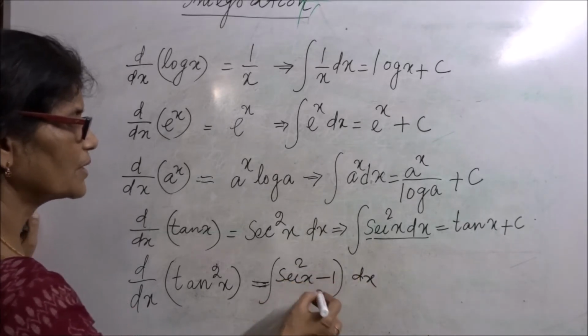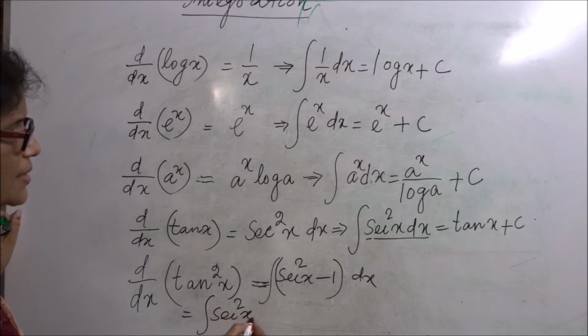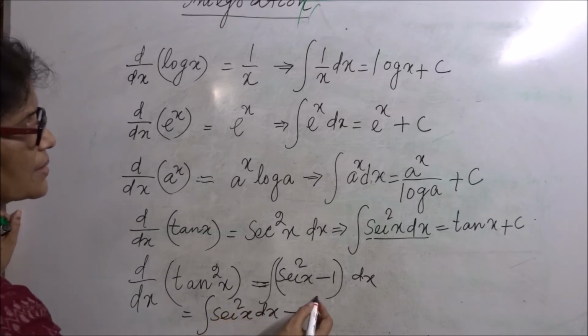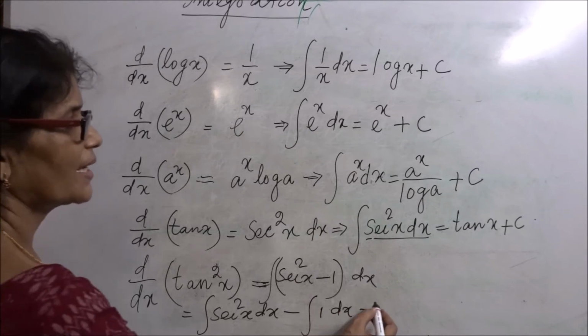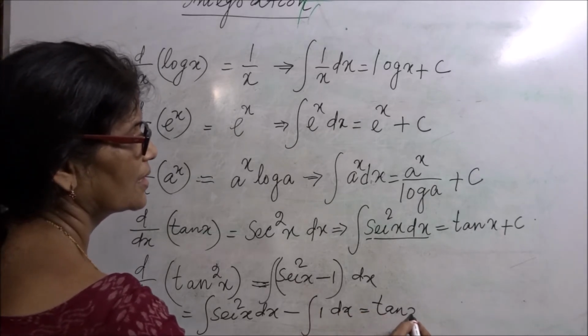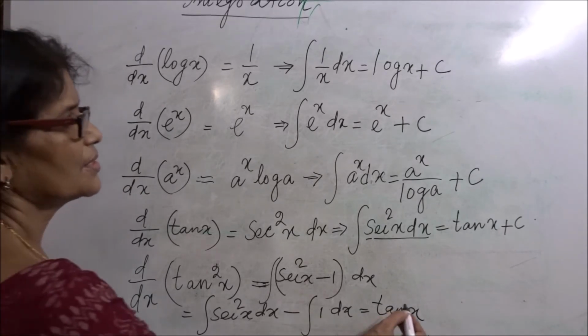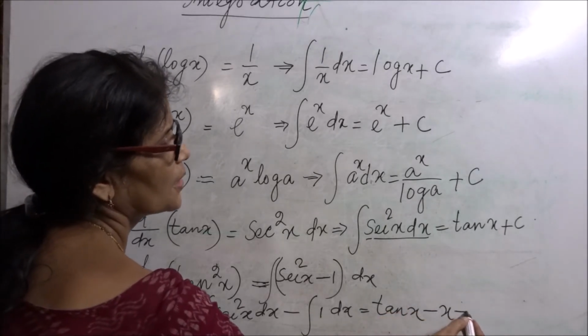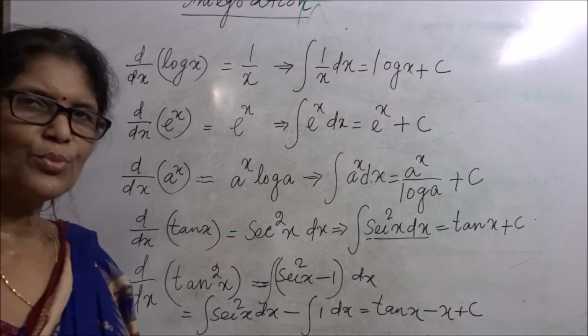So there are two functions, so two integrals. I'll write this as the integration of sec square x dx minus the integration of 1 dx. So this will be tan x. And what is the integration of 1? It is x. So minus x plus c. So next we will do some more integration.